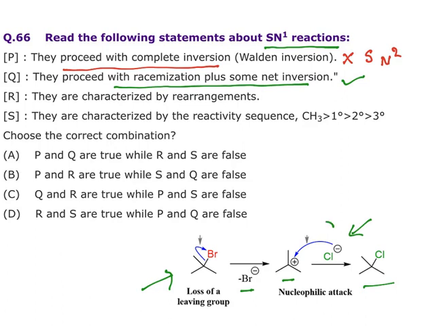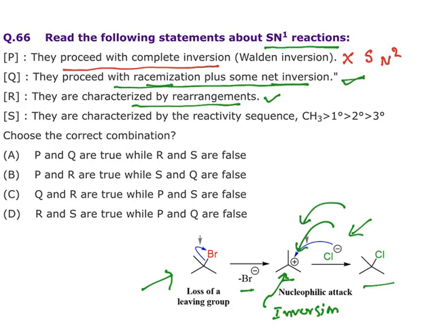See, the incoming nucleophile can attack from this side or from this side. From this opposite side, it results in net inversion, whereas some of the nucleophiles can come and attack from this side. So you will get a mixture of both the isomers, like racemization is there, net inversion is there. So this is true. Now, they are characterized by rearrangement. This is true. What do you mean by rearrangement?